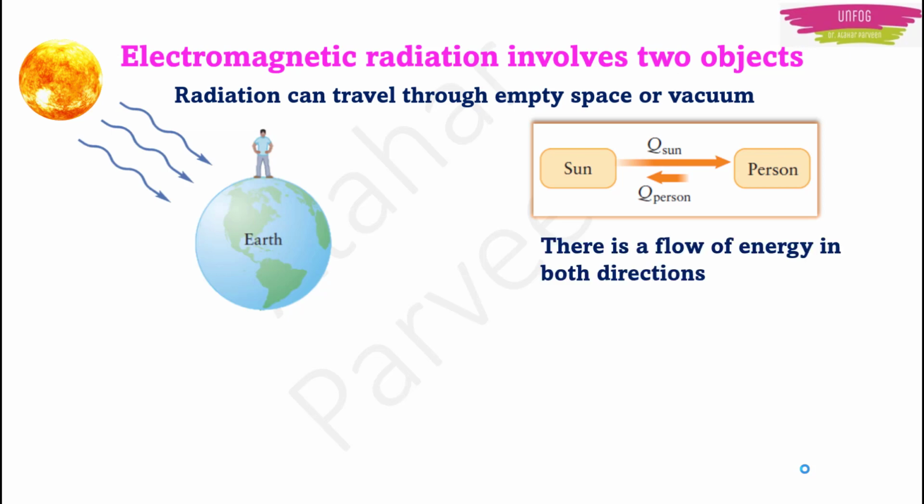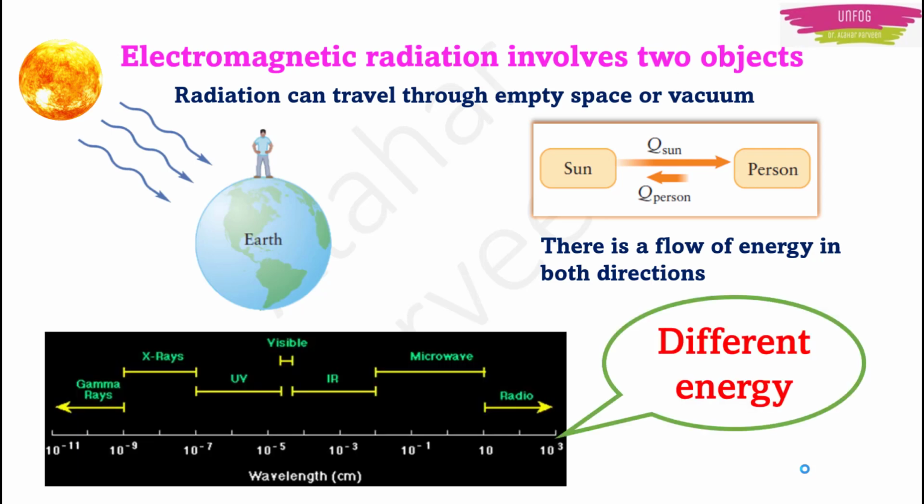So I can say that electromagnetic radiation is nothing but flow of energy in both directions. That means there is an interaction between two bodies. Now this radiation has different forms, and different forms have different types of energies. These could be gamma rays, X-rays, UV, visible, infrared, microwave or radio waves. These all put together we call the electromagnetic spectrum, and all these radiations are known as electromagnetic radiations. Visible light is also in this.